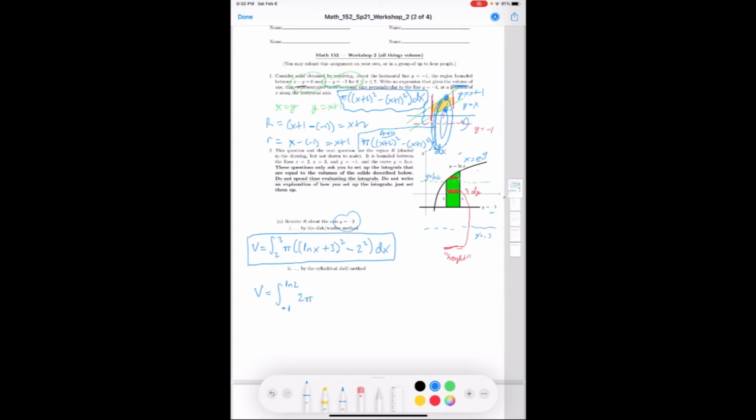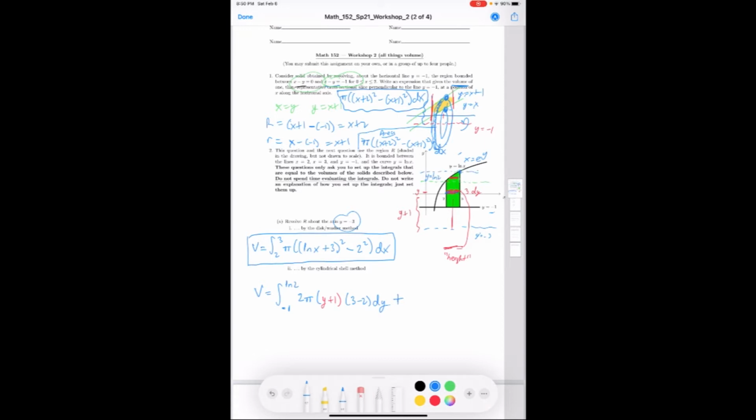And for a shell integral, we're going to do 2 pi. We need the distance from the outside of the shell, which is there, to the axis. So if this is some arbitrary point y, the distance to the axis is y plus 1. And then finally, we need the height of the shell, which is 3 minus 2, or I could have just written 1. And then finally a dy. But then we need to do the top part.